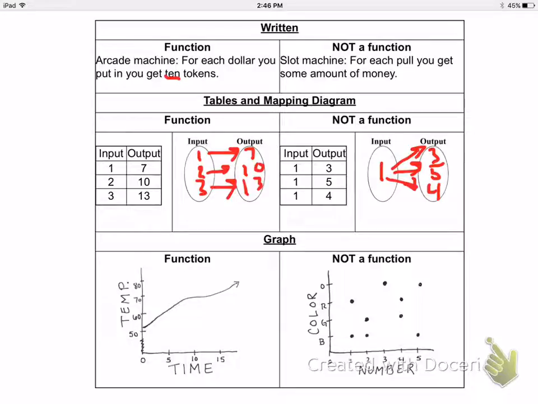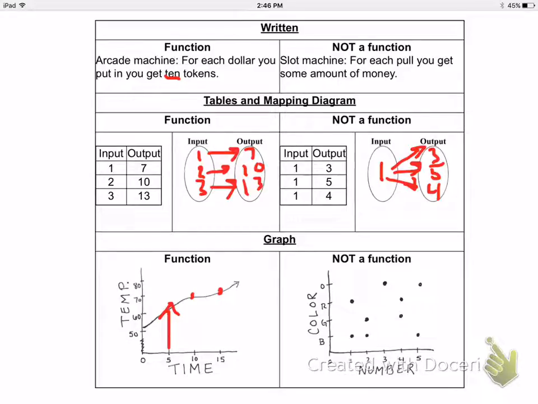Finally, functions can be expressed as a graph. We have a time and temperature graph on the left, and as you can see, as time goes across, the temperature gets bigger. This is a function because for any input, there's only going to be one output dot above it. When we have 10, it's going to be around 70 degrees. When it's 15, it's going to be around 68 degrees, and so on. So at any one time, it can't be more than one temperature.